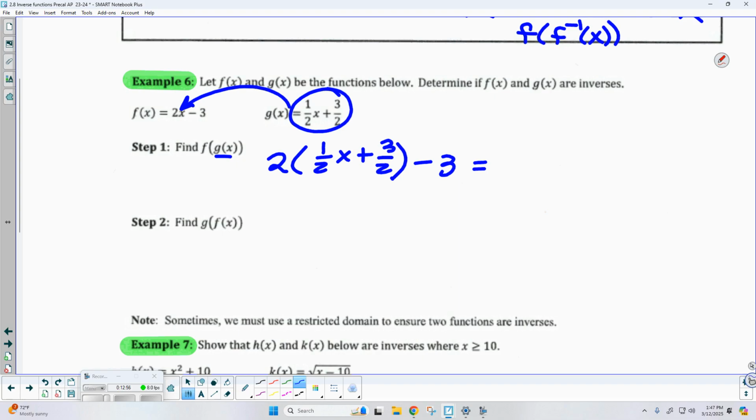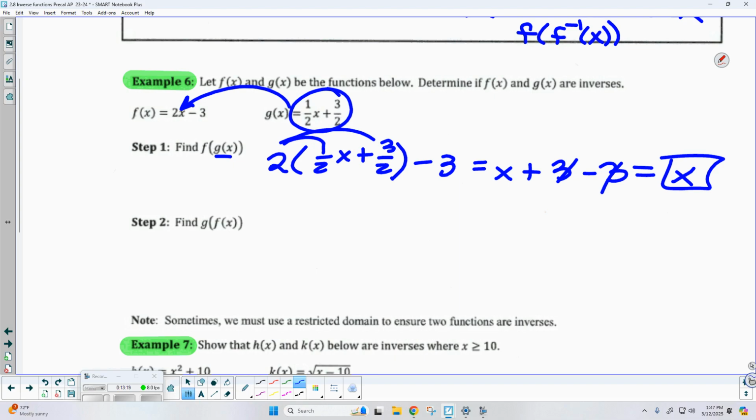So if somebody distribute for me, what would I get? 2 times 1/2 x, x, plus 2 times 3/2, 3, and then we have the minus 3. Well, those are going to cancel. So there we go. It does equal x. All right. So I guess we're done. They're inverses.